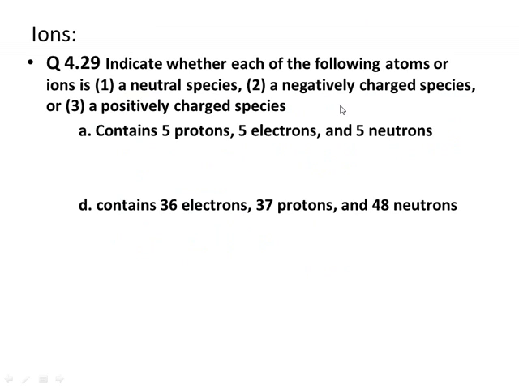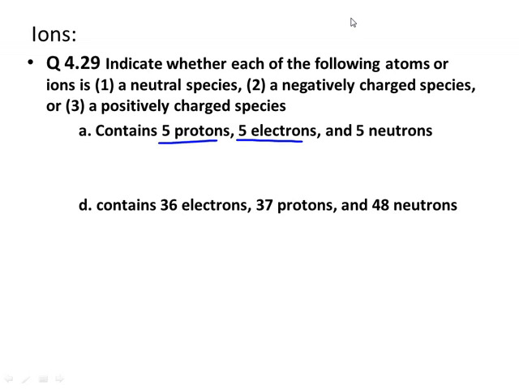Indicate whether each of the following atoms or ions is a neutral, negatively charged, or positively charged species. Once again, same idea. If the number of protons equals the number of electrons, there is no charge, it's neutral. If protons is higher than electrons, there's a positive charge, a cation. If electrons is higher than protons, then there's a negative charge. So if something contains 5 protons and 5 electrons, we really do not need to consider the neutrons here, because neutrons do not have a charge.